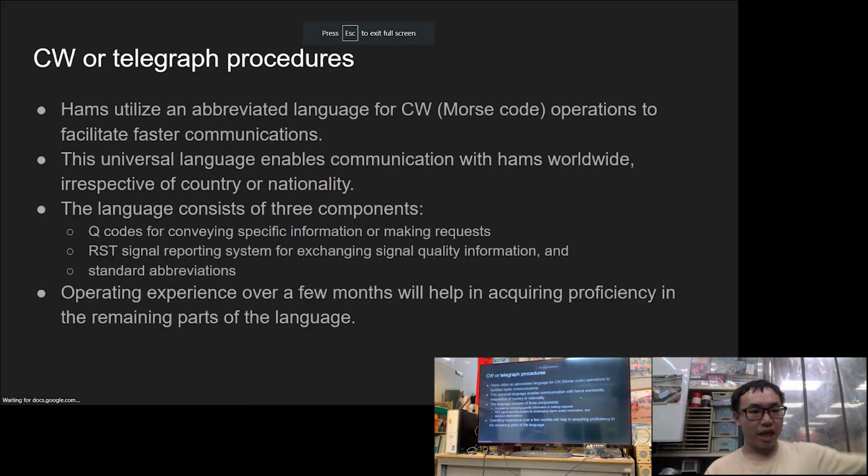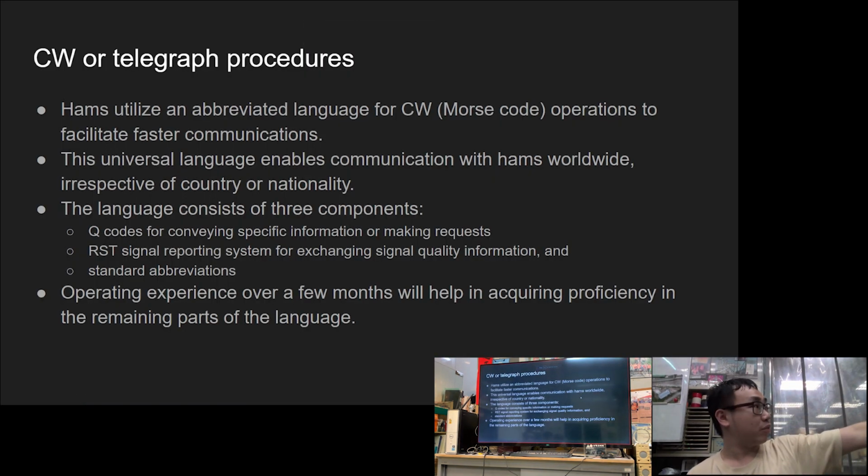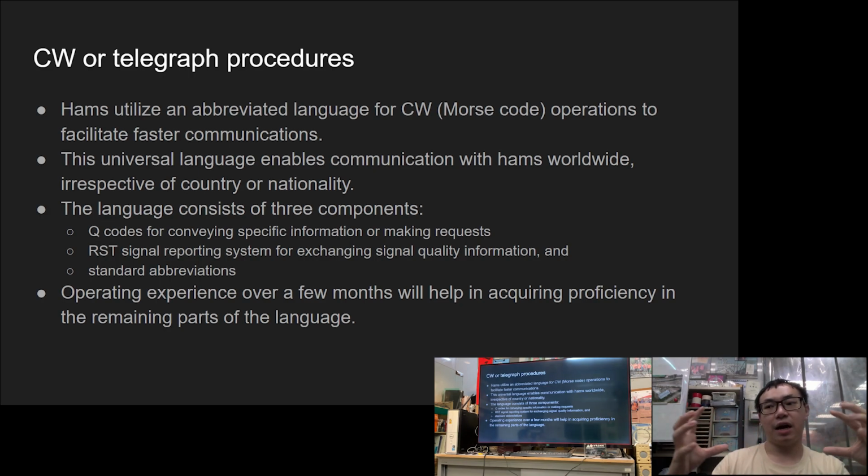Okay, so we have just seen an example, and we can go through how the communication should work. We use a lot of Q codes, which is an abbreviation using 3 letters to represent an idea. Some common Q codes are QRZ, who is calling me; QTH, where are you from; QSL, can you receive; this kind of short form.